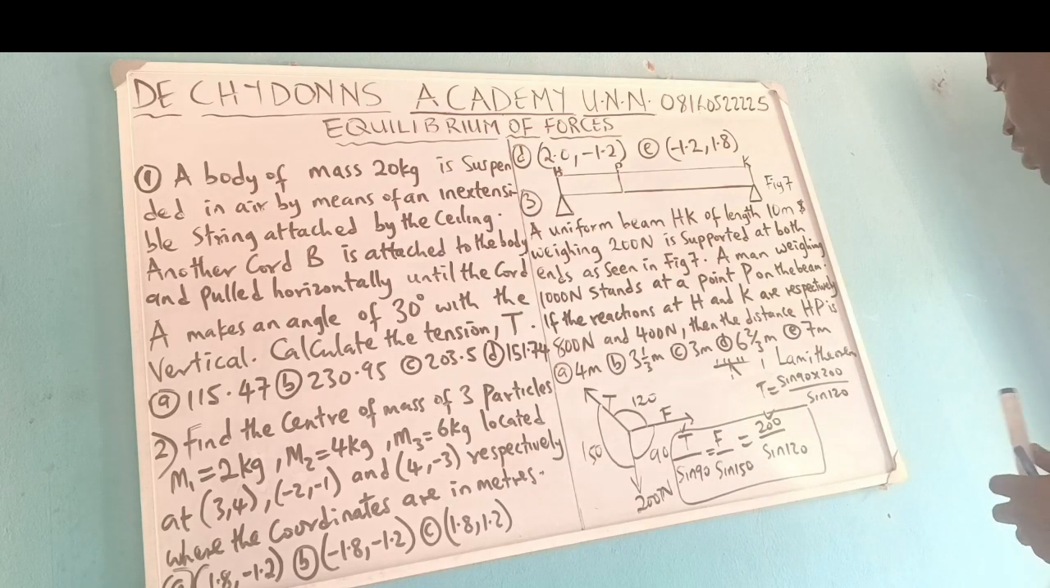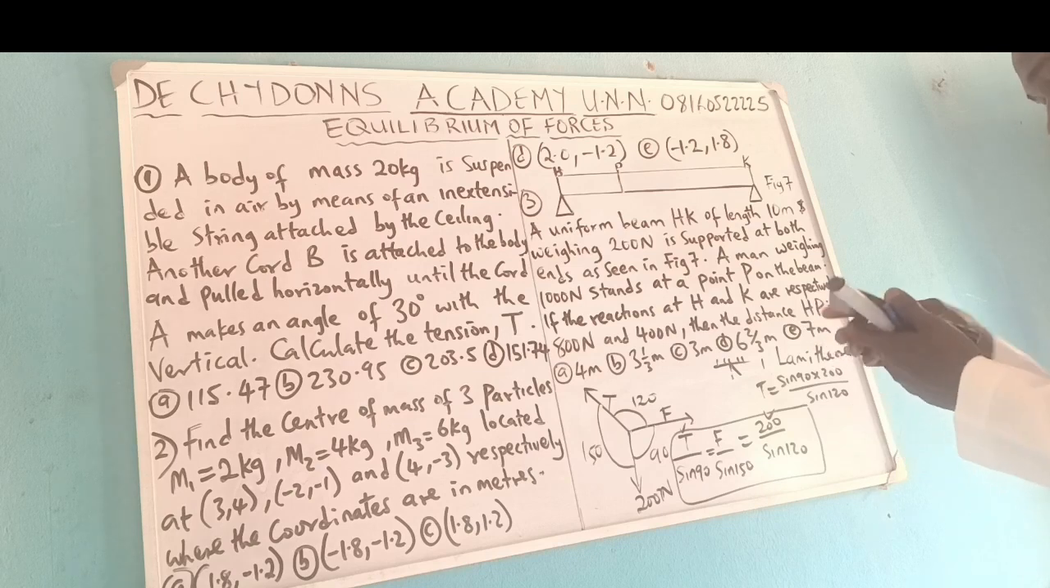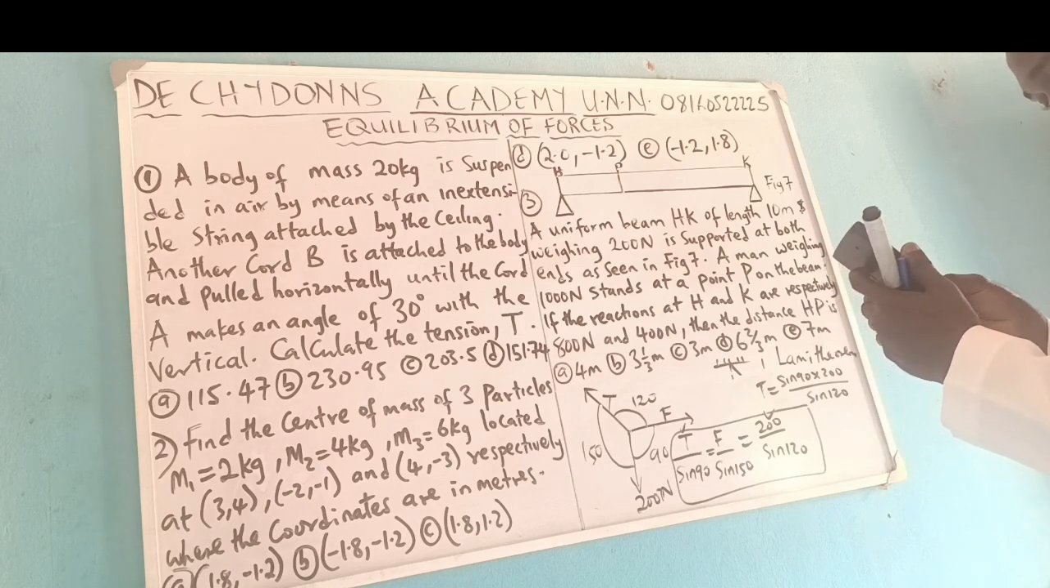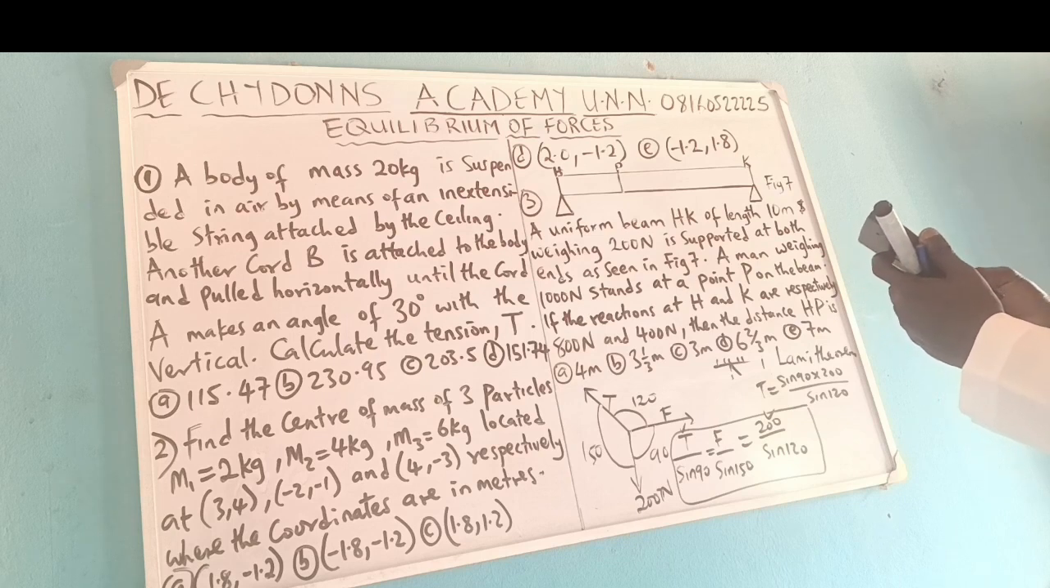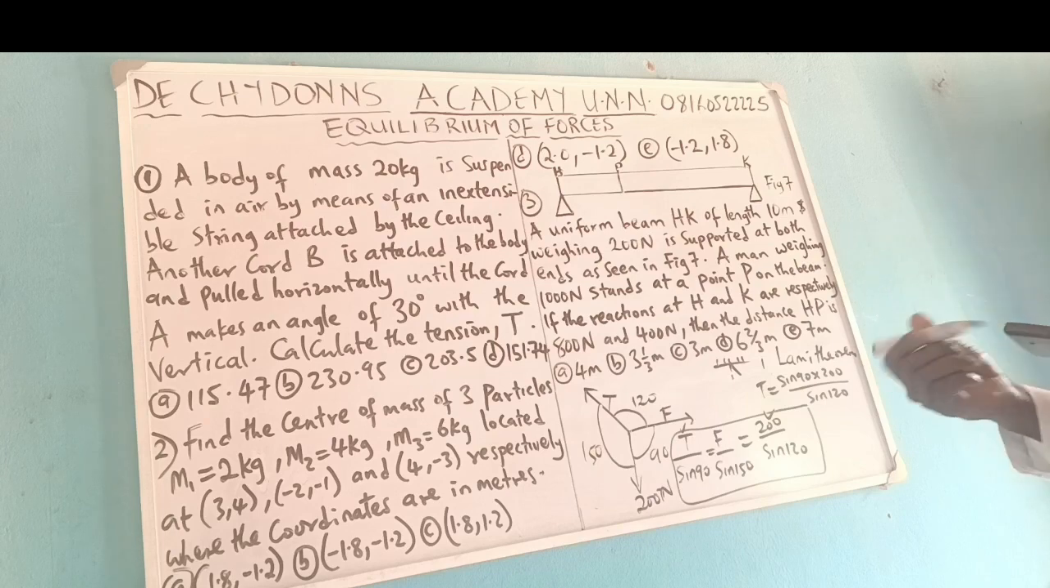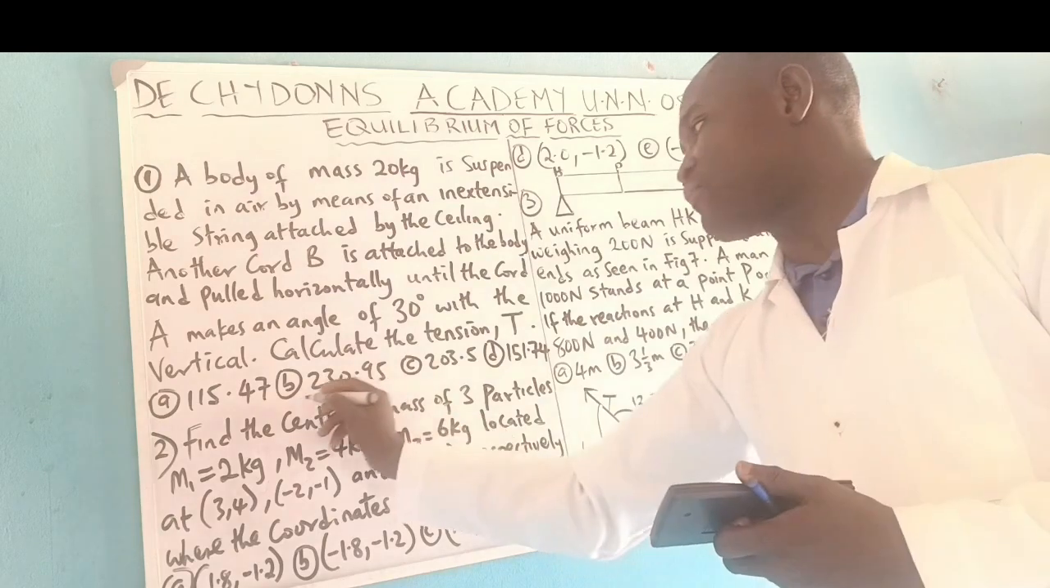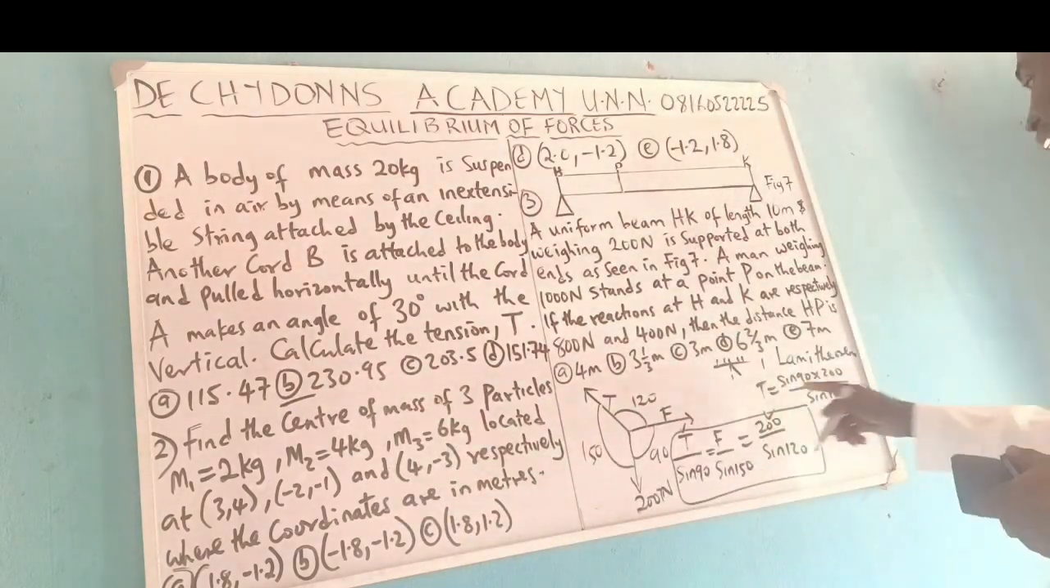You use your calculator to sort it out. Sine 90 times 200 divided by sine 120. That is 230.94. This becomes the answer. That is your T.